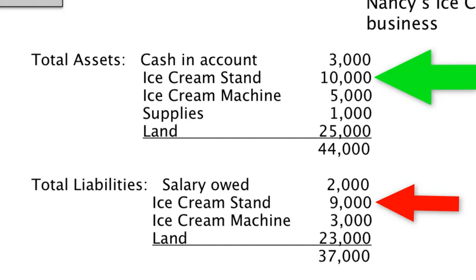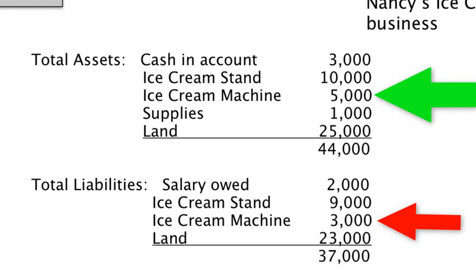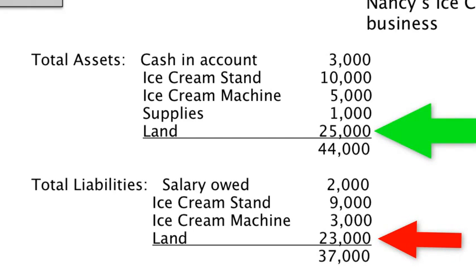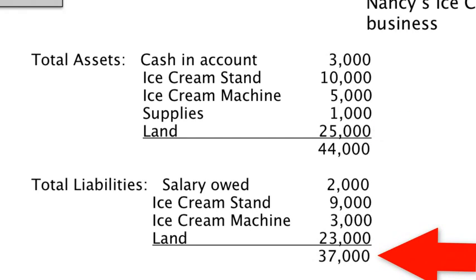So then we look at the ice cream machine, and we have the same exact thing. The machine might be worth $5,000, but $3,000 of that is still debt because Nancy doesn't own the ice cream machine. She took out a loan in order to buy it. So she owns $2,000 of the $5,000. Okay, and then we look at the land. So she would have bought that plot of land and the land is worth $25,000 is what she's listing it for. But she still owes $23,000 on that land. So she's only paid off $2,000 on that land. So when we sum up all of her liabilities, we see that Nancy owes $37,000 on this ice cream stand.